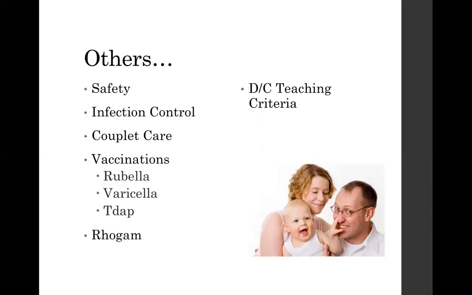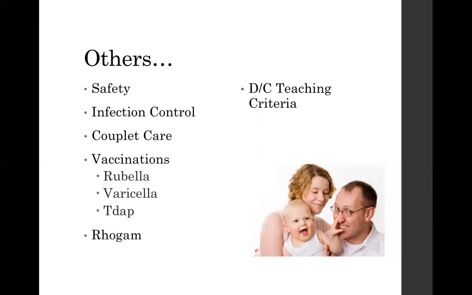RhoGAM, we give RhoGAM in the antepartum or in the pregnancy state, prenatally, at 28 weeks, or if there's any trauma. And then we're going to give it within 72 hours after giving birth if the baby's Rh factor is actually negative. If the mom is Rh negative and baby's Rh negative, then we don't need to give the RhoGAM.